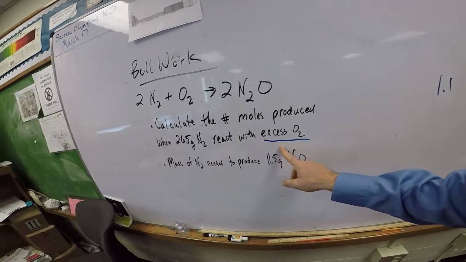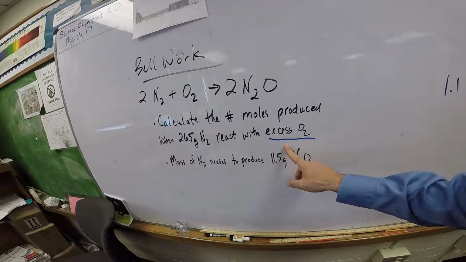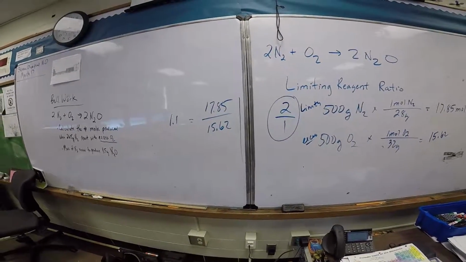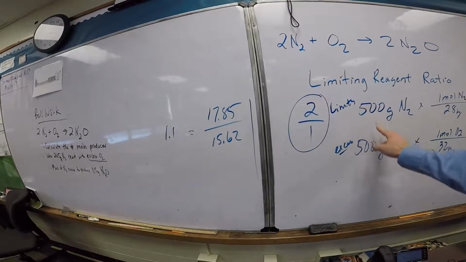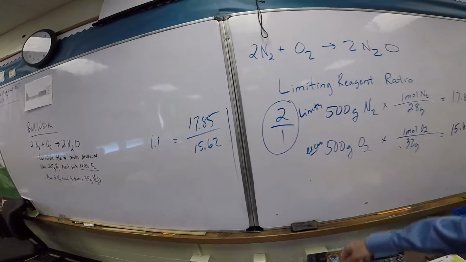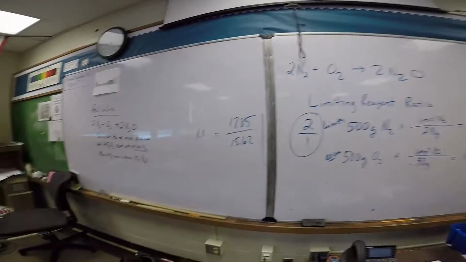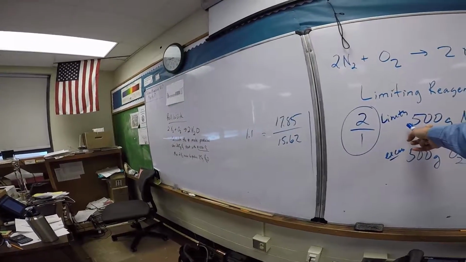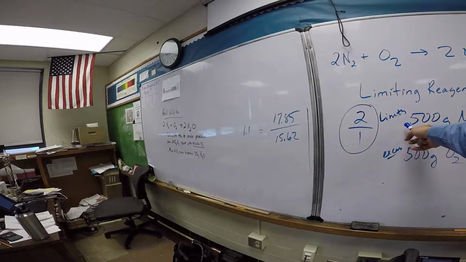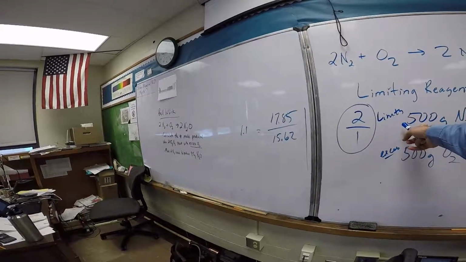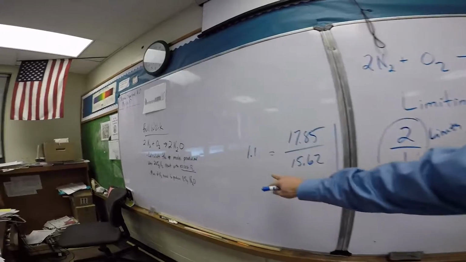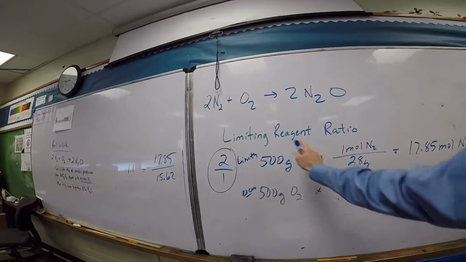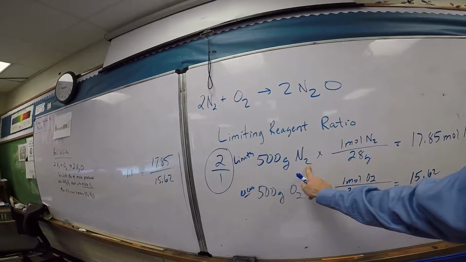You never start your reaction with the excess. So over here, I'm not going to run my reaction using N2. I'm going to run my reaction using O2. Wait a minute. I'll take that back. Because this is limiting, so you're going to go with what's limiting. You always start your reaction with what's limiting. You can't do it with what's excess, because what's limiting is going to prevent you from doing the reaction. So because this is 1.1 and you don't have 2, this is limiting. So I'm going to do the reaction with the 500 grams of N2.